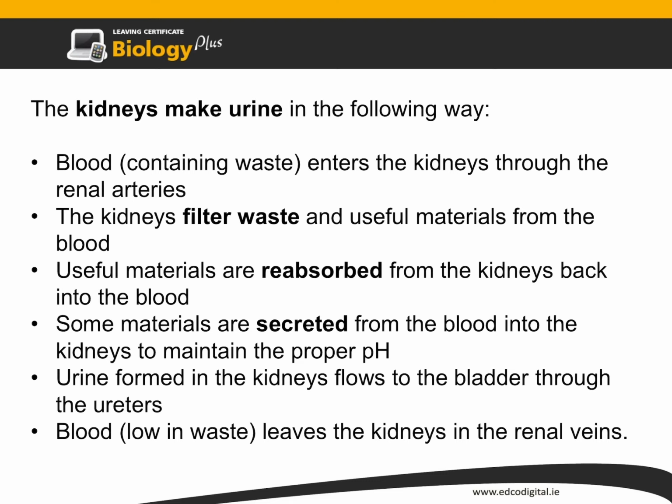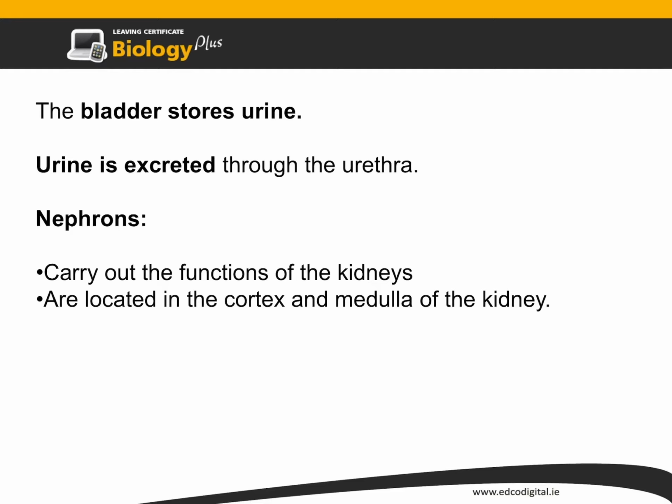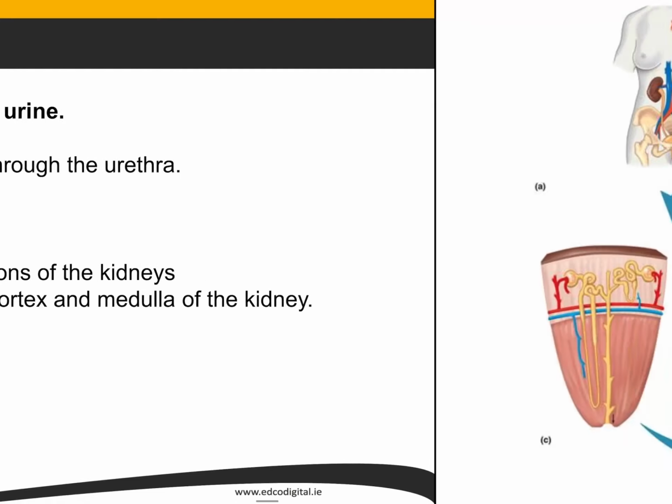So reabsorption, it's going from the filtrate back into your blood, and you're trying to keep those useful substances like glucose. With secretion, you're trying to get rid of ions, particularly potassium ions and hydrogen ions. And if you're trying to get rid of them, then they're going from the blood into the filtrate, and you get rid of it through your urethra when you excrete urine. Urine is formed in the kidneys and it flows and is stored in your bladder, and then you excrete it through the urethra. Okay, you have one urethra, and then blood leaves the kidneys in the renal veins. Okay, now the bladder stores urine. Urine is excreted through the urethra.